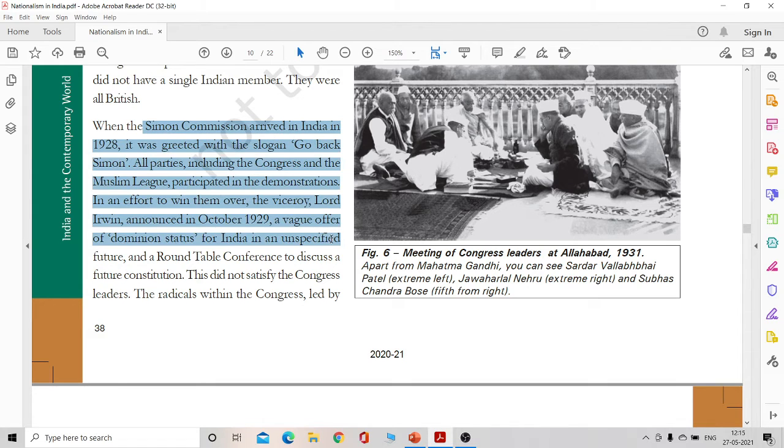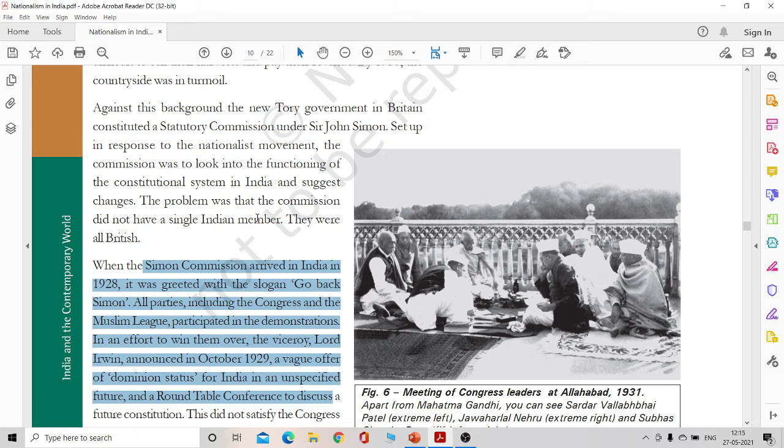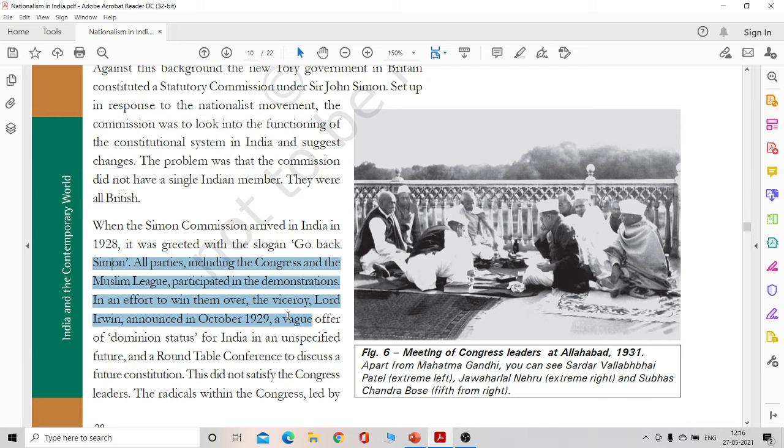So, what was the Simon Commission? And why were the Indians against it, right? So this is on page 38 of the 2021 edition of the NCERT book. The Simon Commission arrived in India in response to the national movement. It was going to look into the functioning of the constitutional system in India and suggest changes, right? But it did not have a single Indian member, and that is why the Indians were against it.